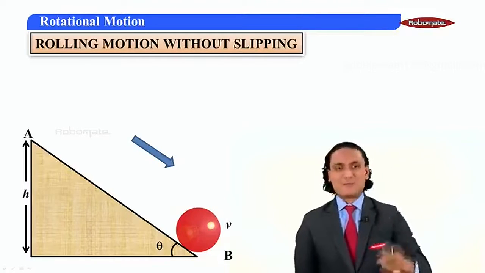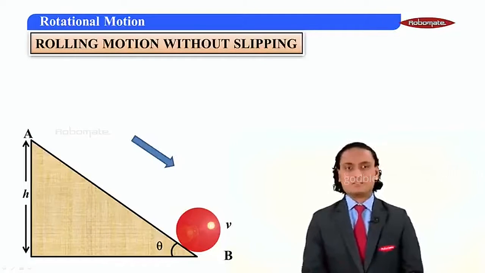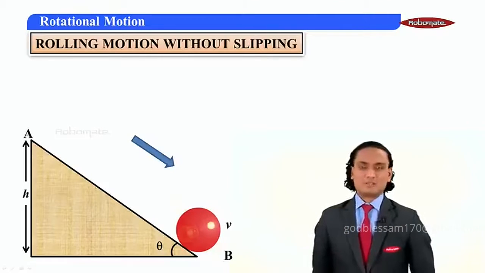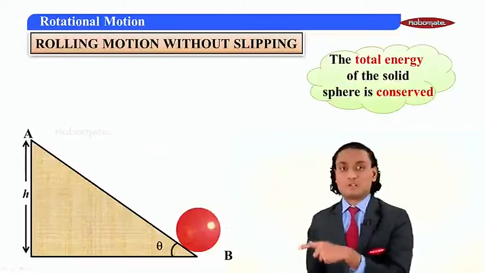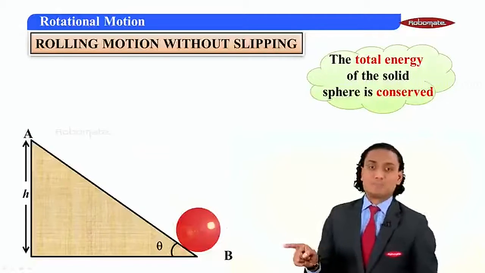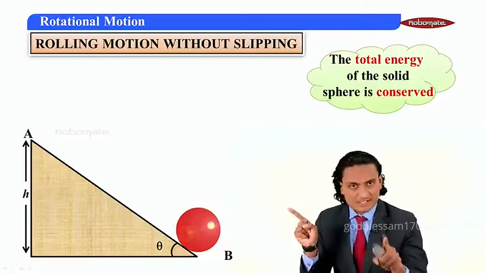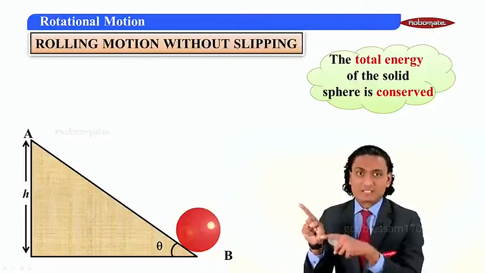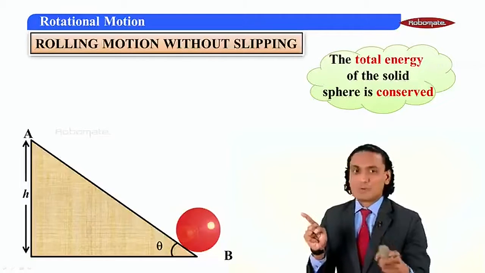What is the law of conservation of energy? Yes. Now you will answer. The law of conservation of energy states that the total energy of a system is conserved. So according to the law of conservation of energy, the total energy of this solid sphere is conserved. Now, what do you mean by this? Initially, this solid sphere was at point A. Was it at rest? Yes, it was at rest. If it is at rest, what energy will it have? Yes, it will have potential energy.